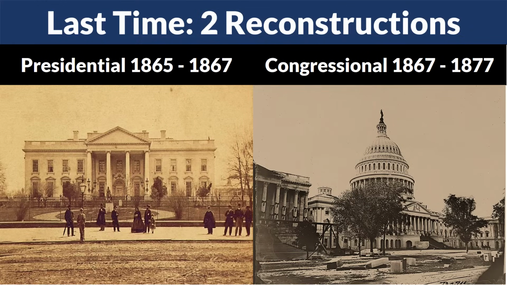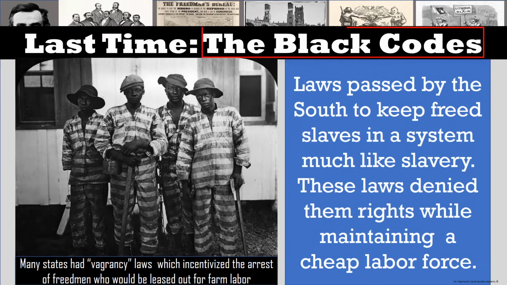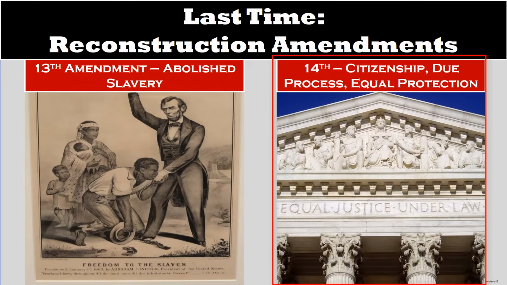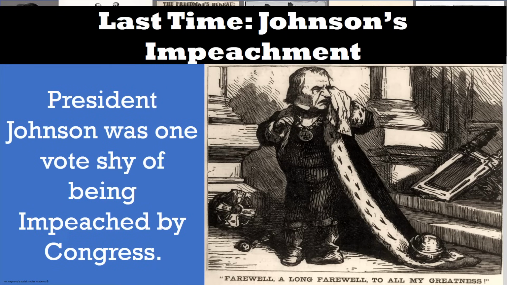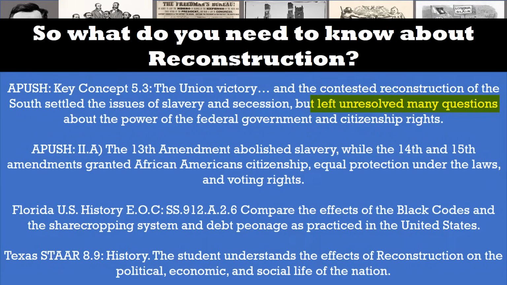Last time we noted how there were 2 periods of Reconstruction, presidential and congressional, and we left off in congressional. We saw how the South had passed the Black Codes, which limited the rights of the freed slaves, and how Congress fought back with the passage of the 14th Amendment, providing citizenship and equal protection for the freed slaves and all Americans. We looked at how the South had been divided into military zones run by Union generals and federal troops, and how congressional Republicans came 1 vote short of impeaching President Johnson. And today we will see how Reconstruction left many issues unsettled and the future of African Americans in doubt.